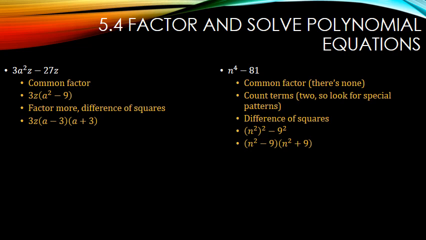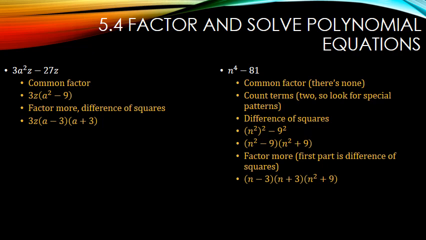And then you try factoring some more. Oh, look, n squared minus 9 is also a difference of squares. It's n squared minus 3 squared. So it'll be n minus 3, n plus 3. The n squared plus 9 is not factorable because there is no sum of squares formula, just a difference of squares. So that's our final answer.